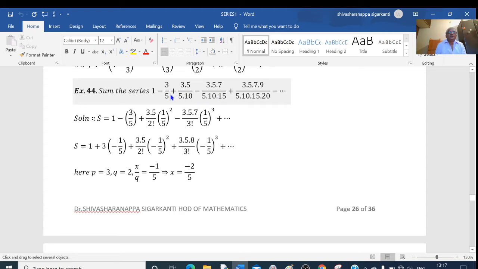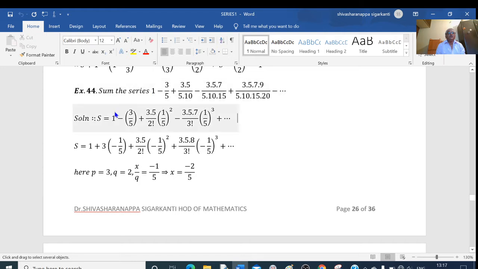Only thing, the problem is with these negative signs. So I have to make these as positive signs, because I have considered the formula as 1 minus x to the power of minus p by q, where all the terms are positive. We try to make these as positive.